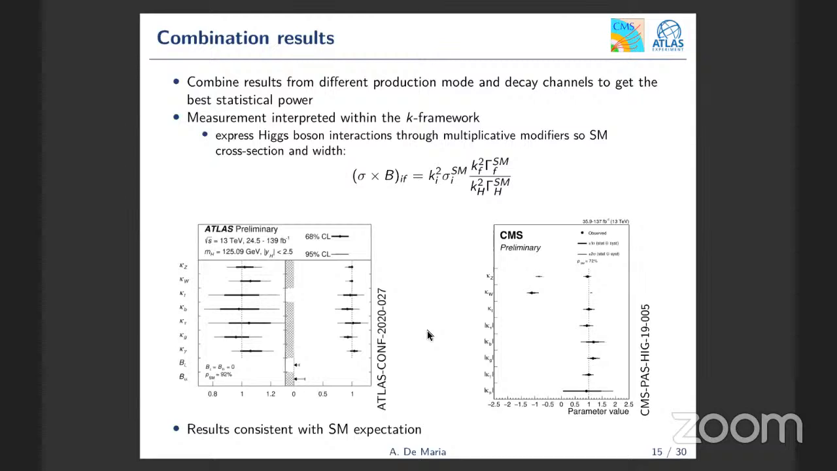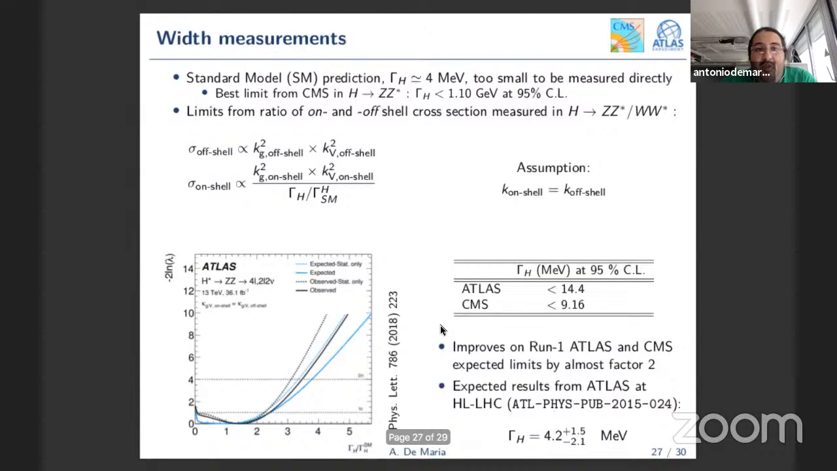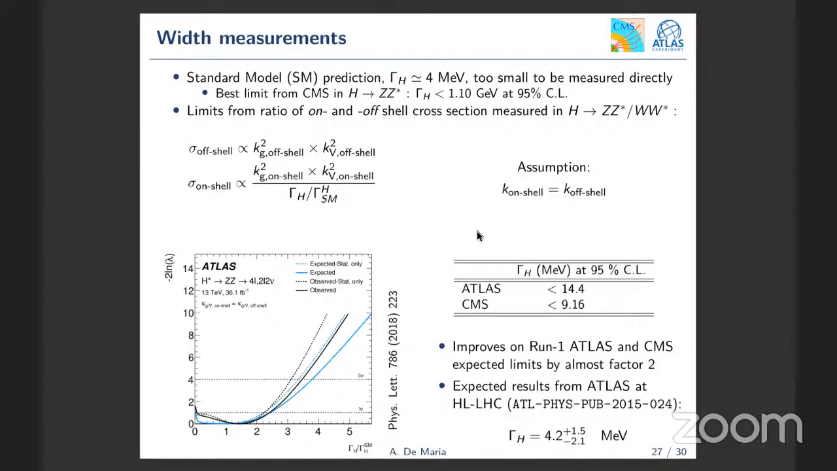Hi, Antonio, can you hear me? Yes. Do you have any comment on the off-shell Higgs studies? I didn't put it in the main part of the talk, but for off-shell, we can use the off-shell measurement to constrain the width. Here are two results from ATLAS and CMS, and you can see the best value of the width so far. We can use the off-shell measurement to measure the width of the Higgs, which is also not predicted by the Standard Model. Okay, thanks.